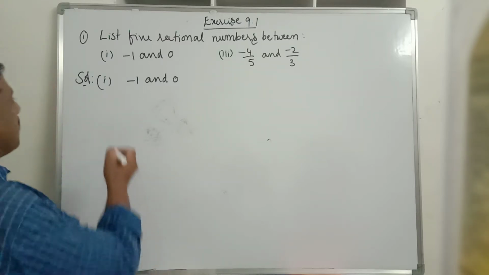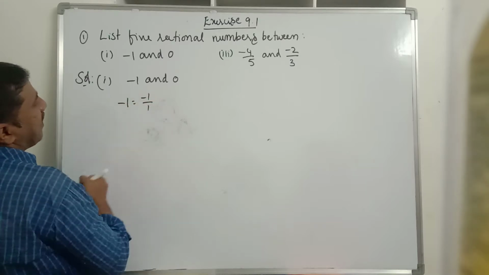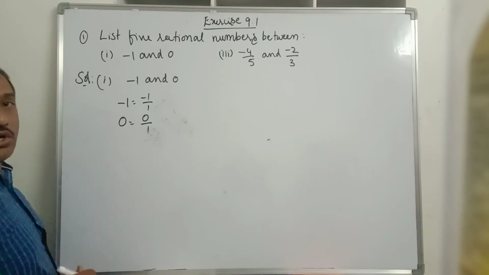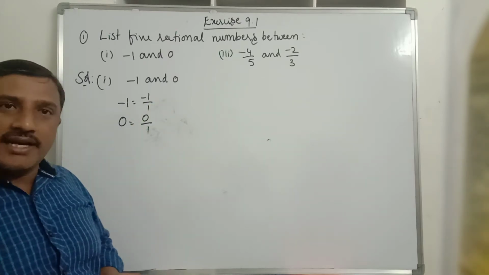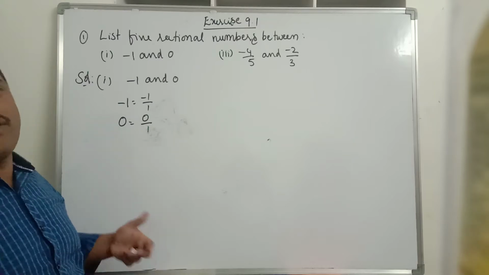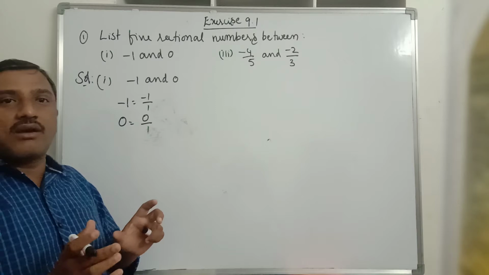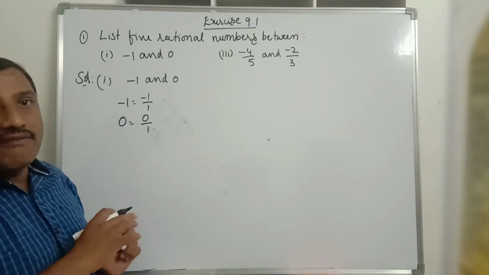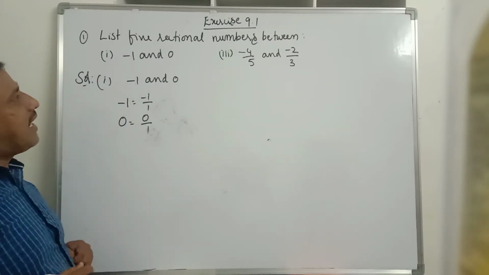In standard form, we can write -1 as -1 by 1 and 0 as 0 by 1. 0 by 1 is equal to 0, and -1 by 1 is equal to -1. If we divide any number by 1, we get the same number. That's why we express all integers, whole numbers and natural numbers in the form p by q with the denominator as 1. Now how many rational numbers do we have to find here?